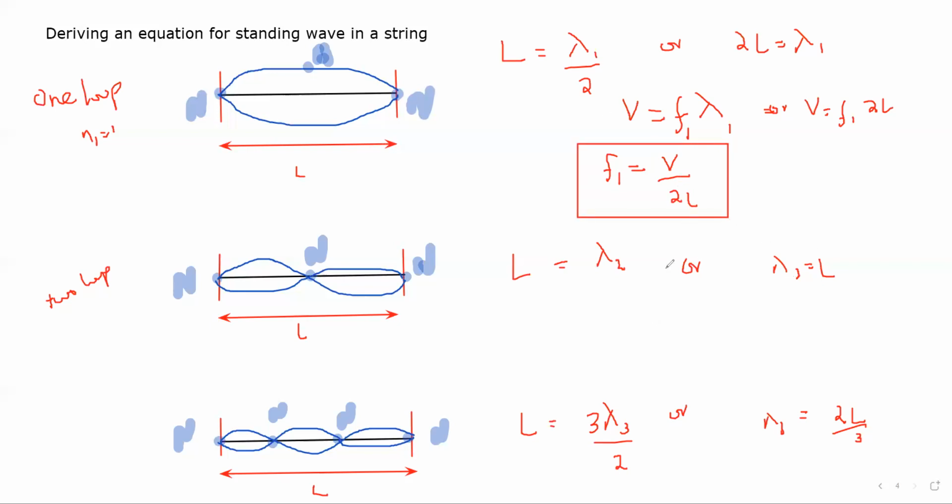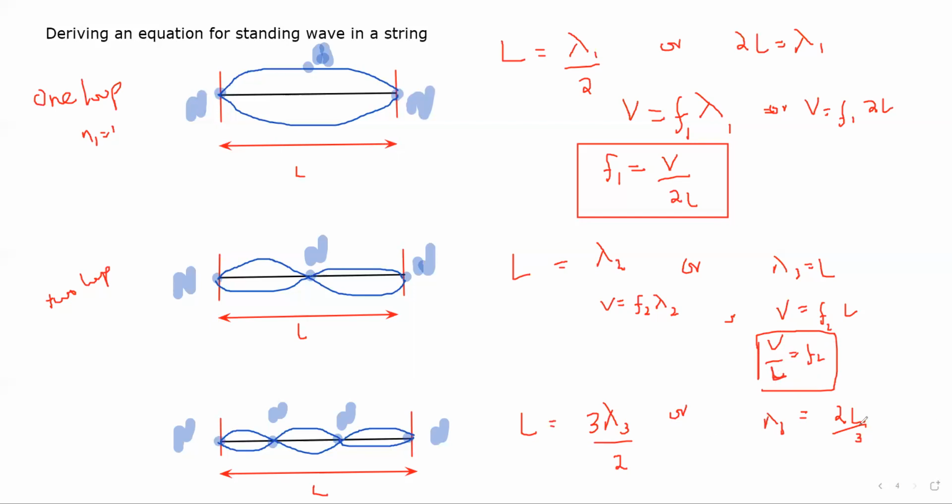And the second one, as we know, lambda 2 is L. So we have the formula V is equal to F lambda. So V is equal to F2 into lambda 2, where F2 is the frequency and lambda 2 is the wavelength. So in place of lambda 2 I can write L. V is equal to F2 into L, or I can say V divided by L is equal to F2. If it is vibrating in two loops, and I know the speed and the length, I can find the frequency for the second loop.